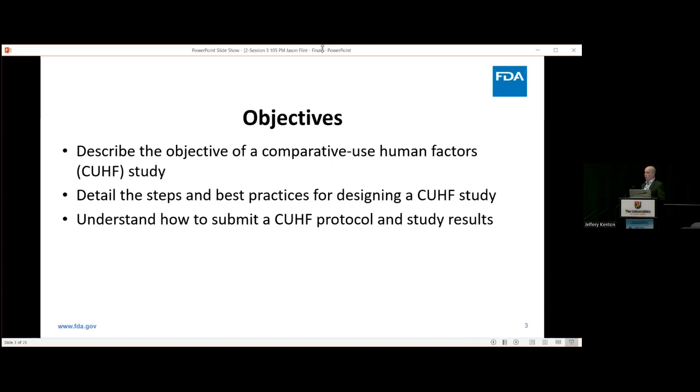So I wanted to start really from the beginning by describing the objectives of a comparative use human factors study. I want to go through the steps and the best practices for the design, and then talk about submission for CUHF protocols and study results and some best practices there.